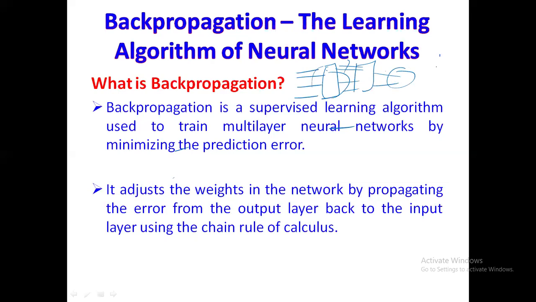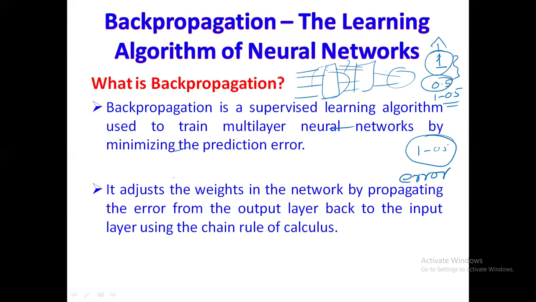My target output, I should get 1. Instead, I am going to get only 0.5. So what is the difference? 1 minus 0.5. So it is an error. I need to get 1 as my target, but instead my output would be only 0.5. So I found the difference, 1 minus 0.5. This we are calling the error.